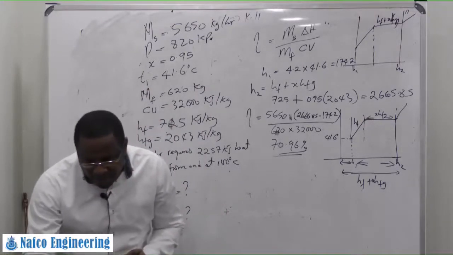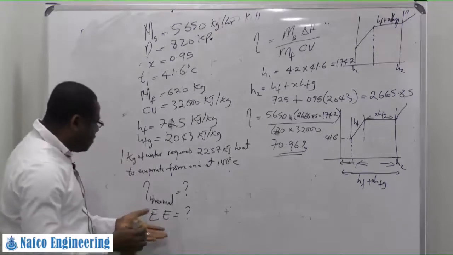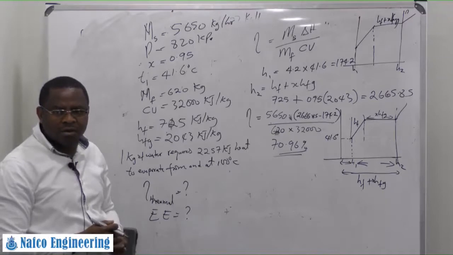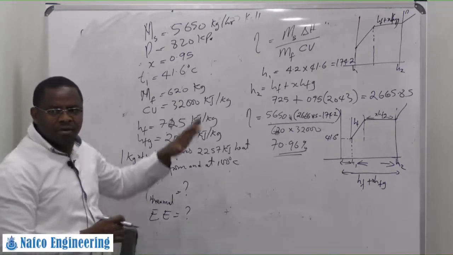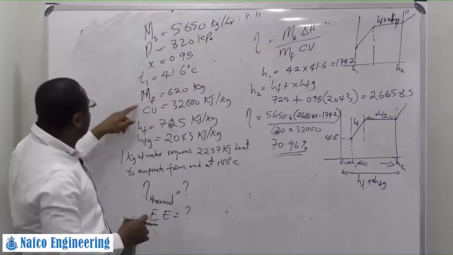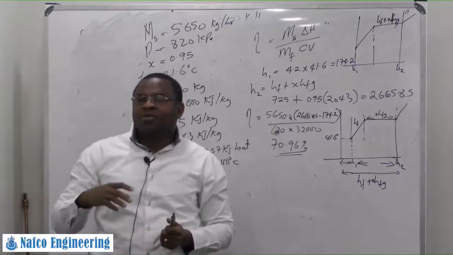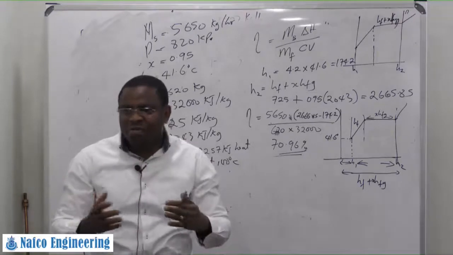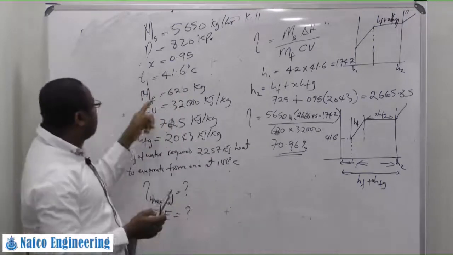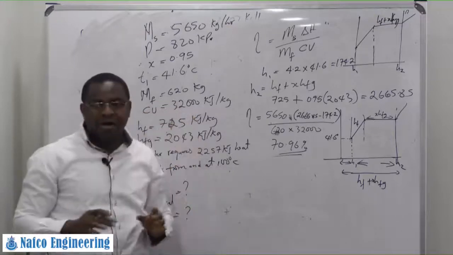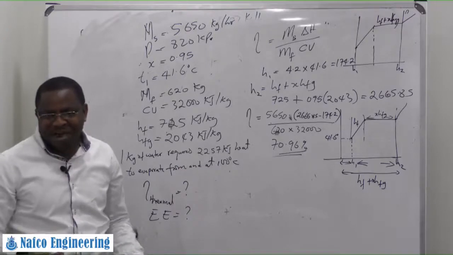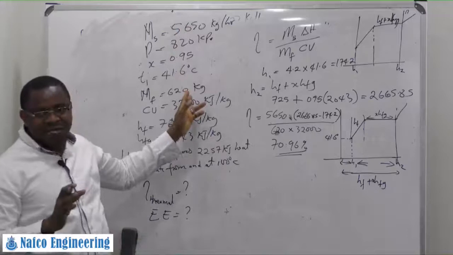Now, it says we must calculate the EE, so we will do the same thing. Don't we need to convert the mass of the boiler to kg per hour, since we have the mass of the steam in kg per hour? Which one? The mass of the steam is in kg per hour, but the boiler is just kg. What are you going to convert? It only means that we assume this is 620 kg per hour, because it didn't say anything, and I wouldn't know whether it's per second or per hour. I just assume that this is per hour.